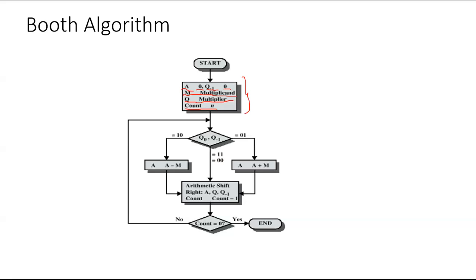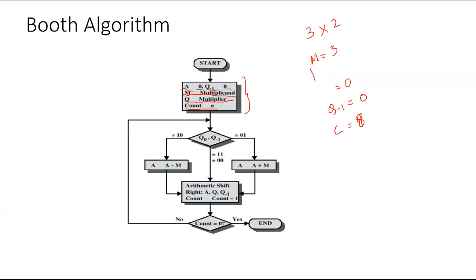If we are trying to multiply 3 times 2, let's say, then you initialize M with 3, and Q with 2. A will be 0 in the beginning. Q minus 1 is a bit, so you initialize it to 0 as well. And then your count will be whatever number of bits you have in your multiplier. If you have 4 bits, your count will be 4. If you have 8 bits in Q, then your count will be 8, and so on.